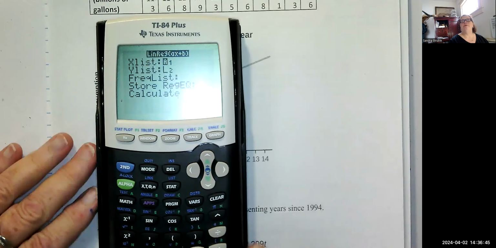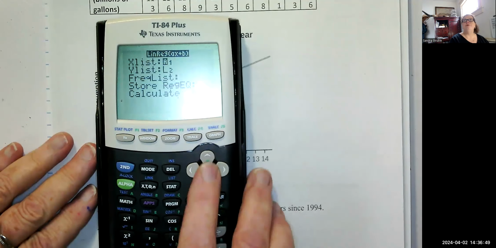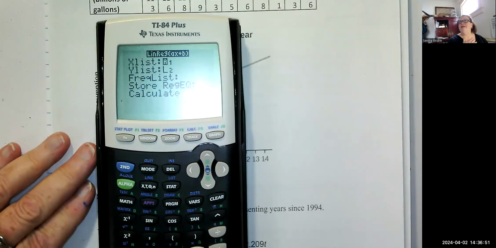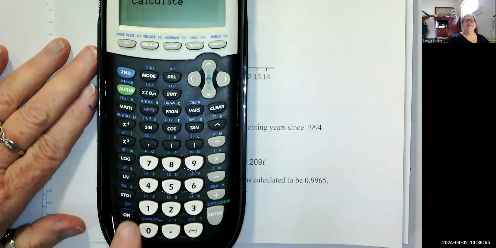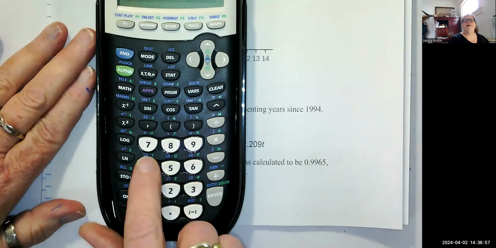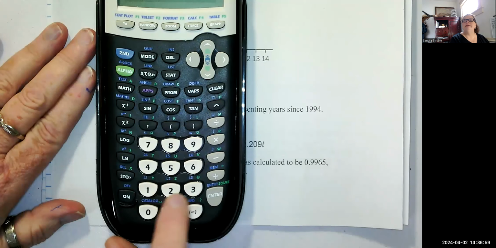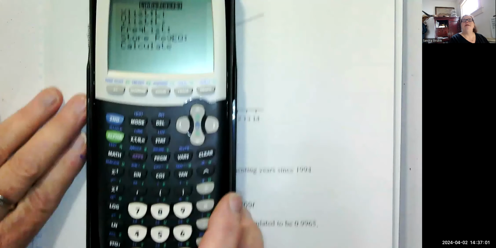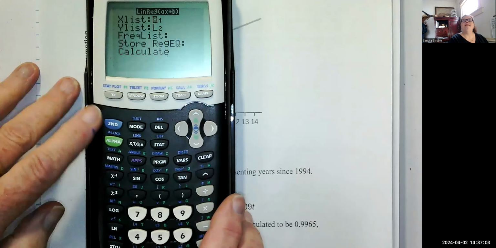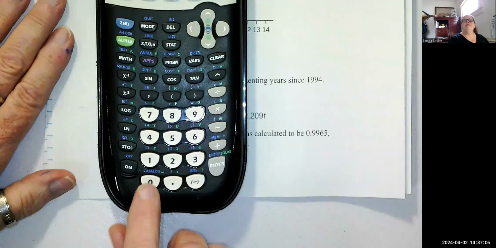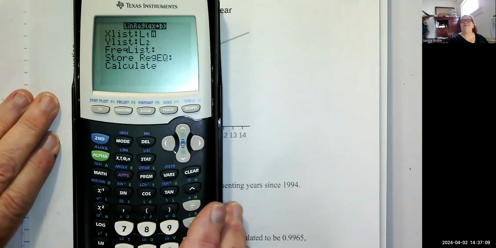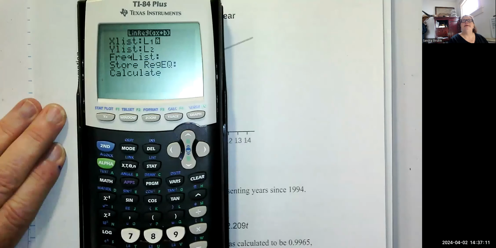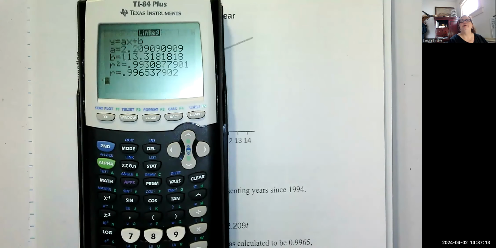We've already got our L1 and L2 set up. If it is not set up correctly for you, go back up there. I'm sorry I didn't say this initially, you can change your list. Notice the L1, L2, L3, all of your lists are located down here. To change this to L1, all you have to do is hit the second key and then 1. You'll do the same thing for L2. All right, and then calculate.